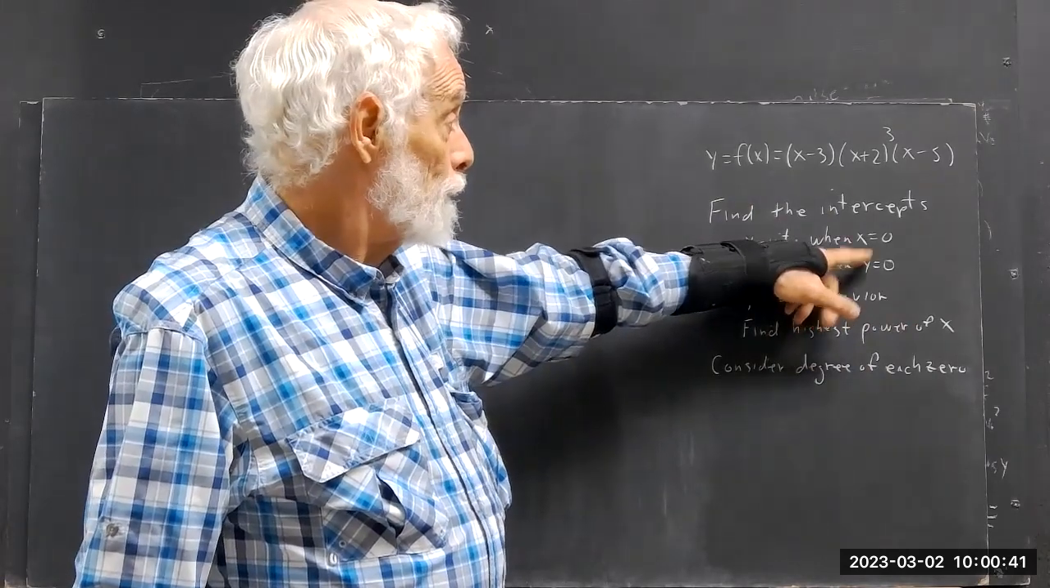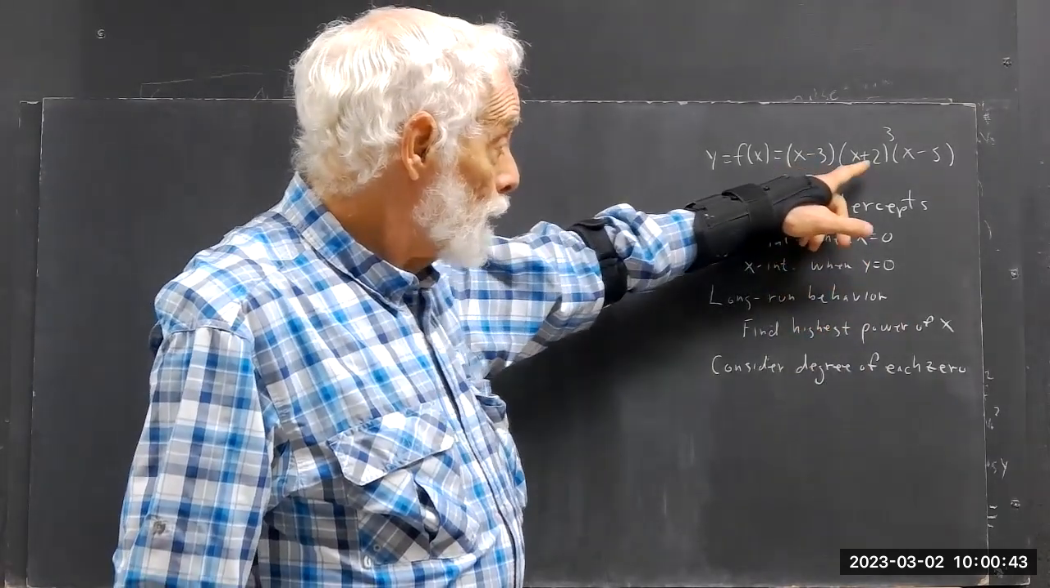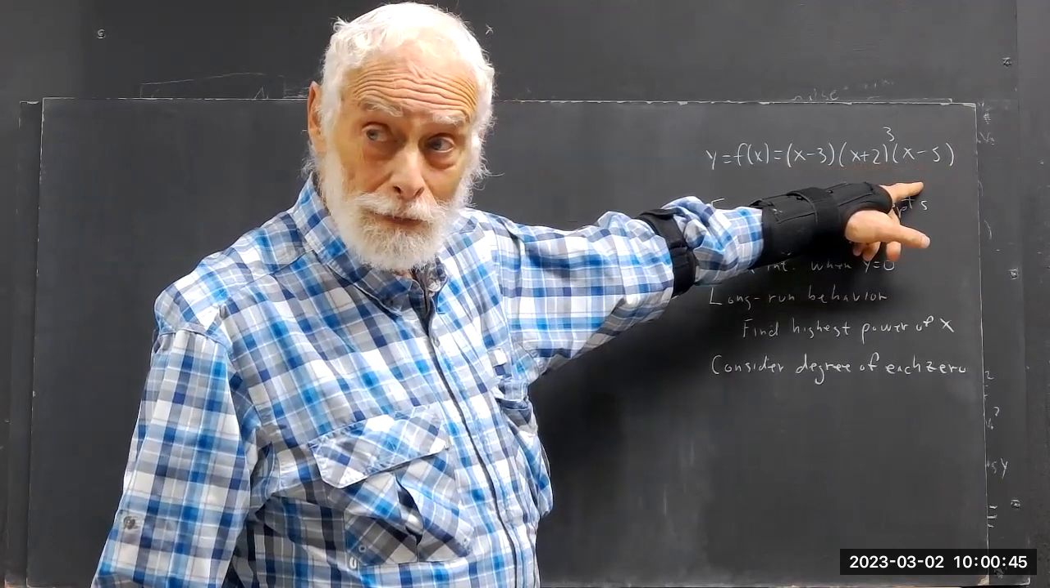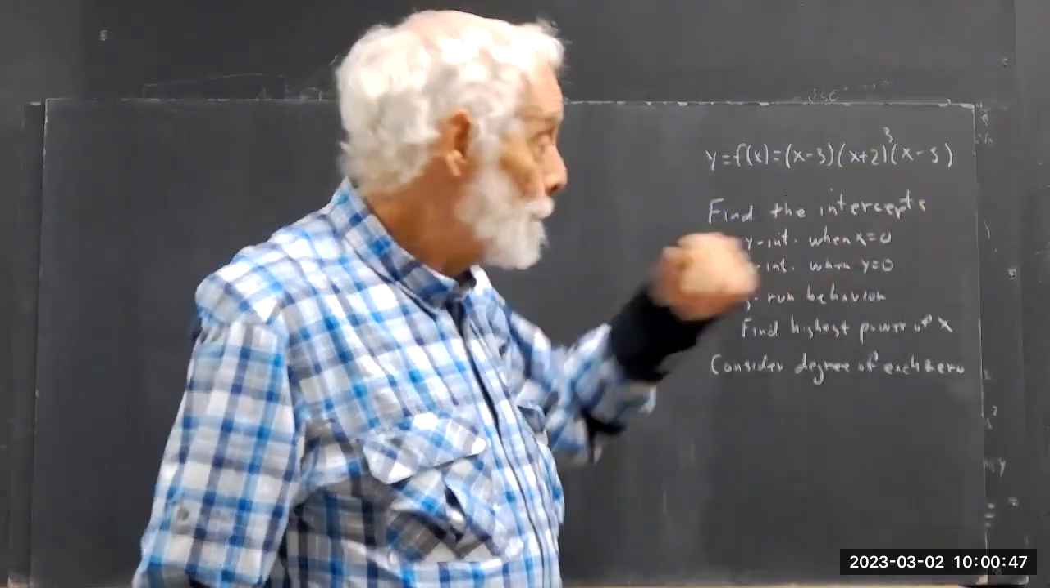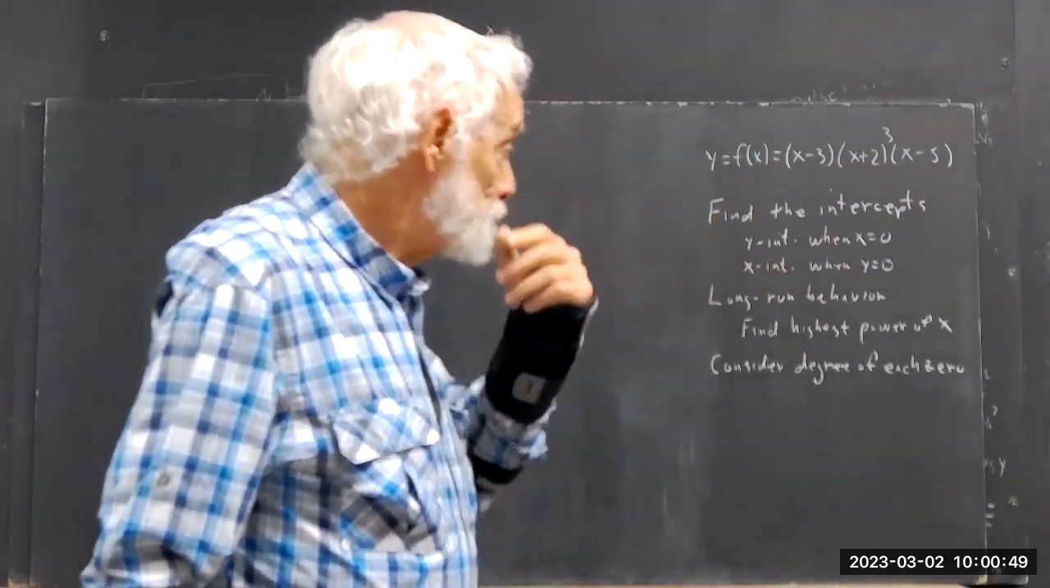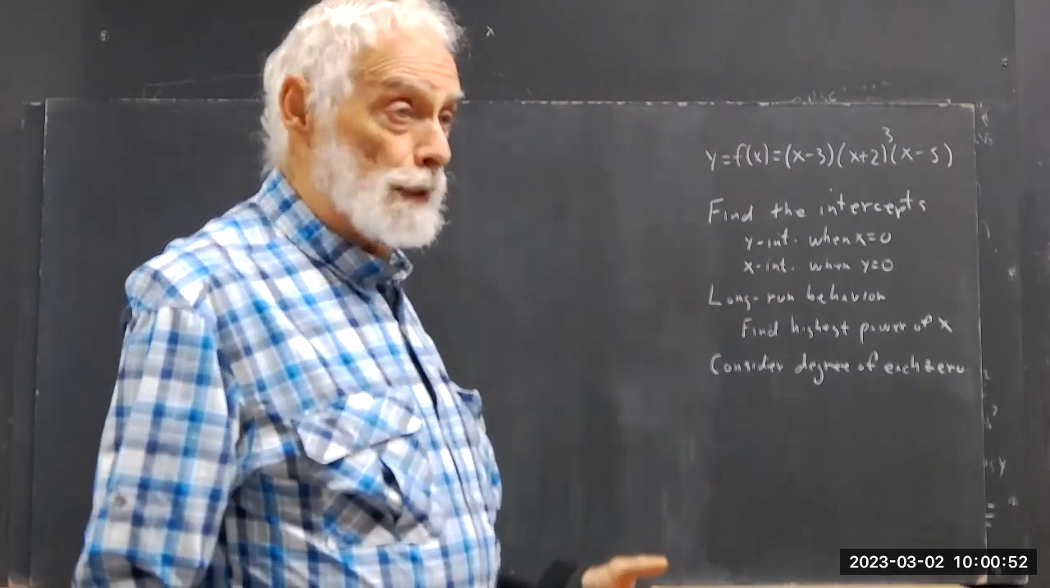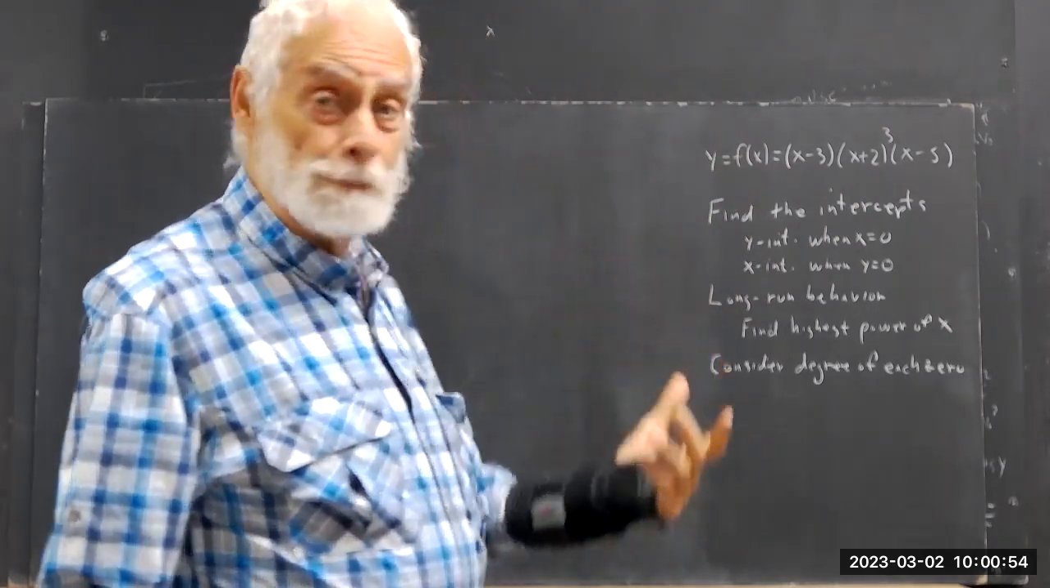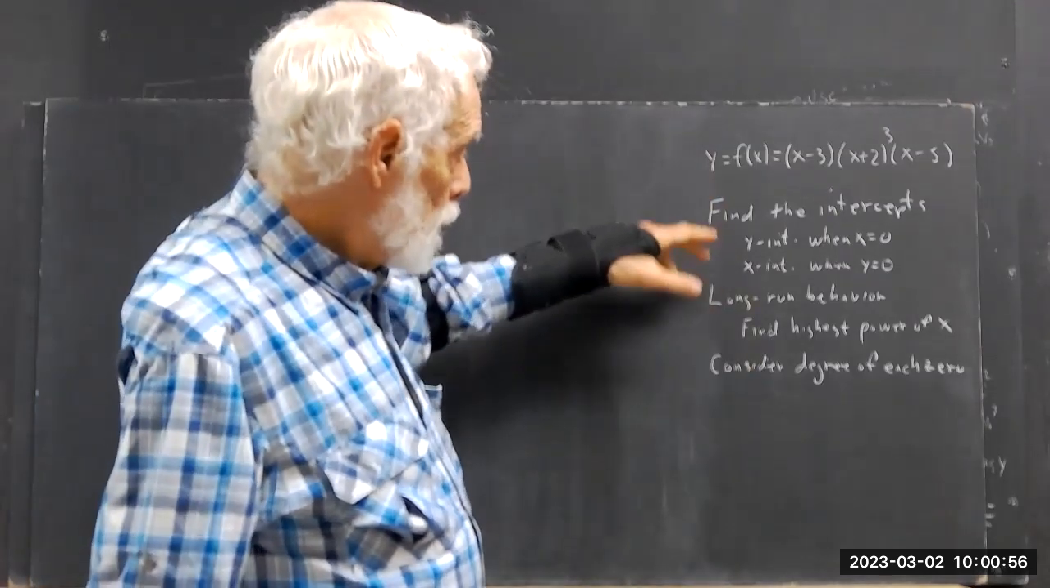If x is 0, then this gives us -3, this is +2, this is -5, right? Okay. So we multiply that out, and we get 120. So we're going to do that.